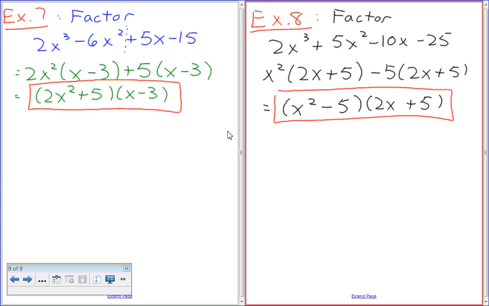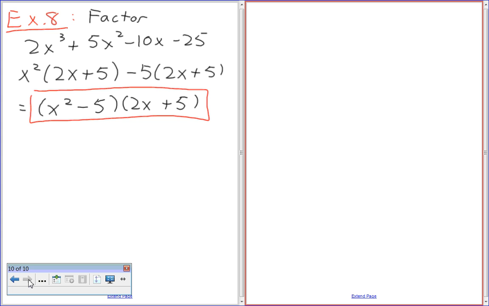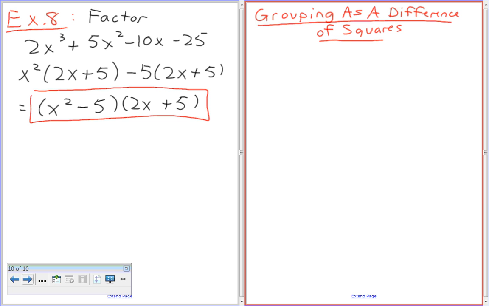Grouping is a difference of squares. Okay. This is a rare type of factoring that generally only comes up in math textbooks. All right. We'll go up to example 9. But it's sometimes useful.